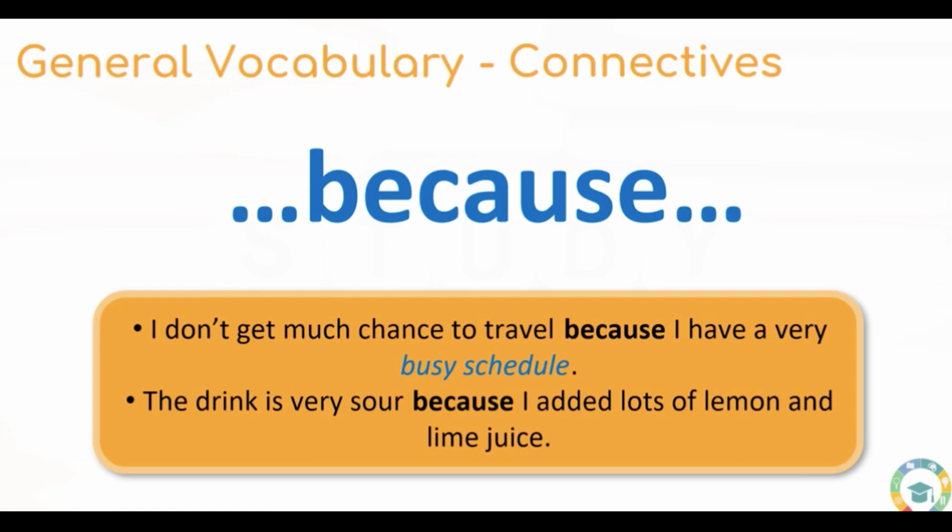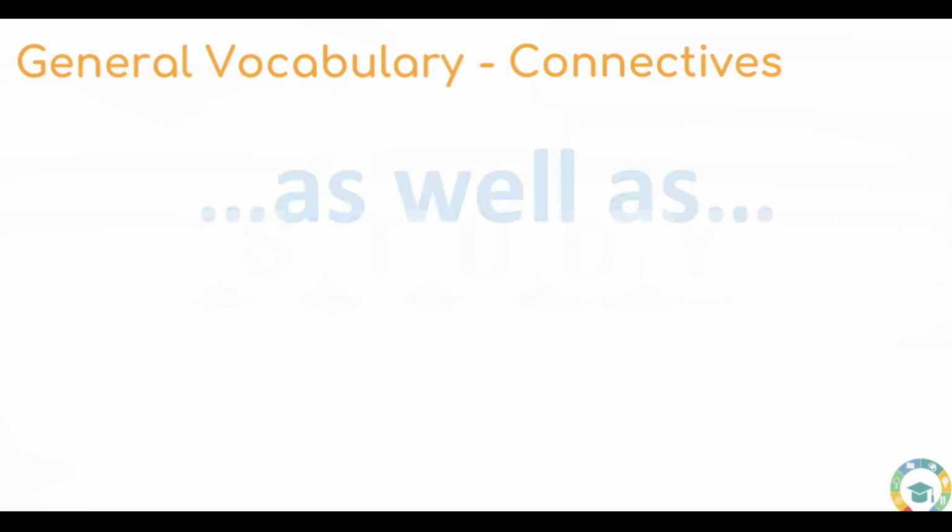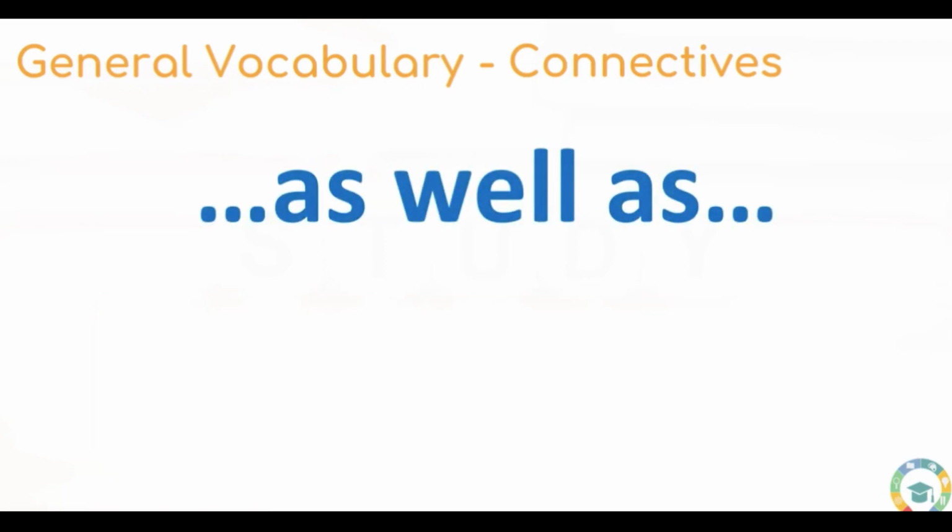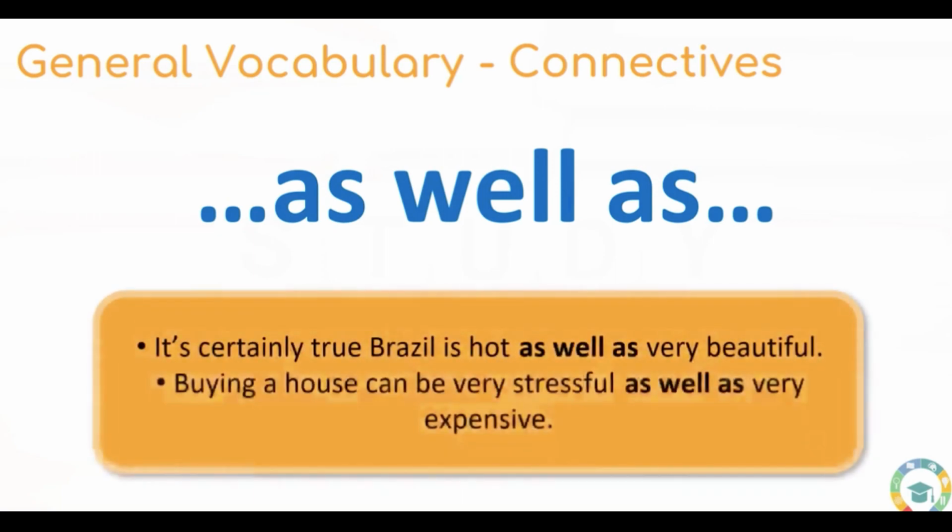Okay, let's move on to the second example. The drink is very sour because I added lots of lemon and lime juice. So there we have some examples for because. And now we'll have a look at as well as. This connective is used to add extra detail in our speaking or writing.